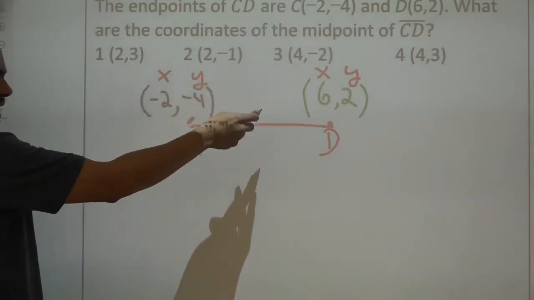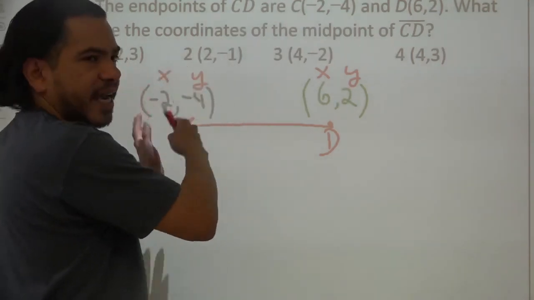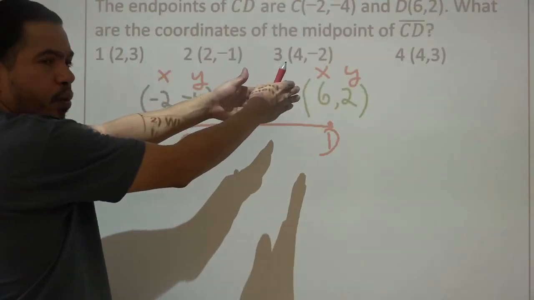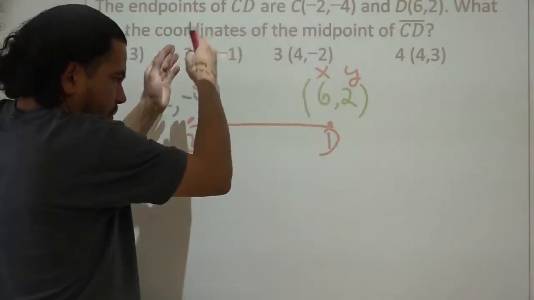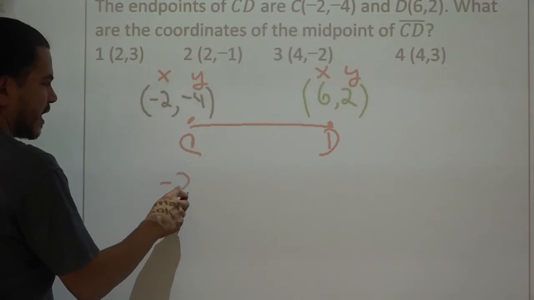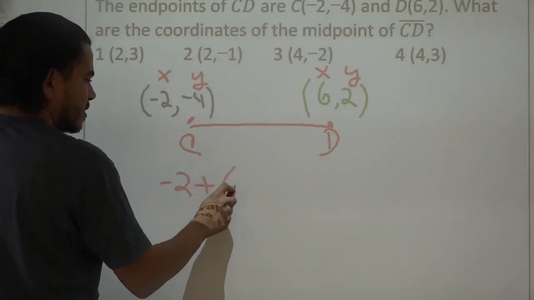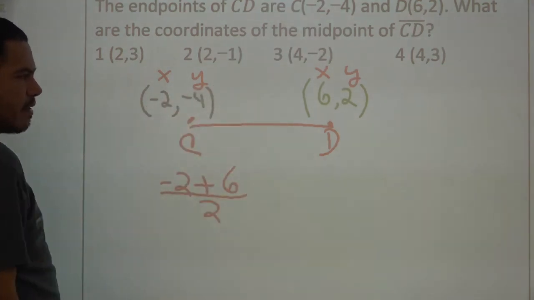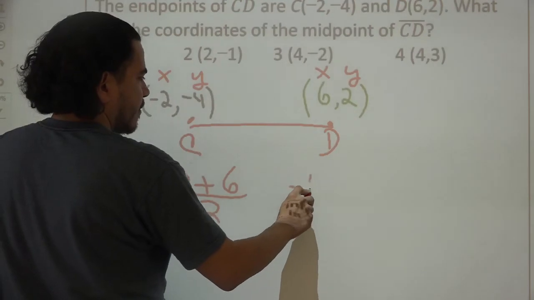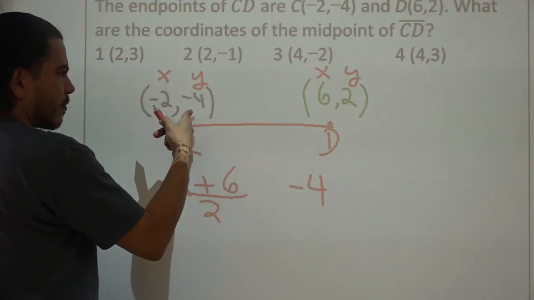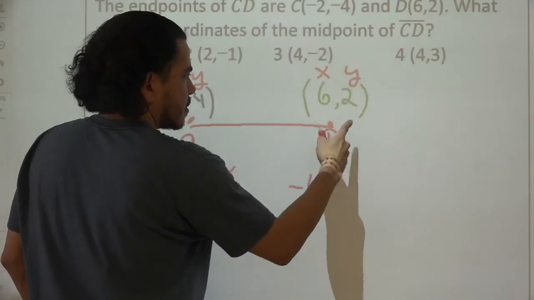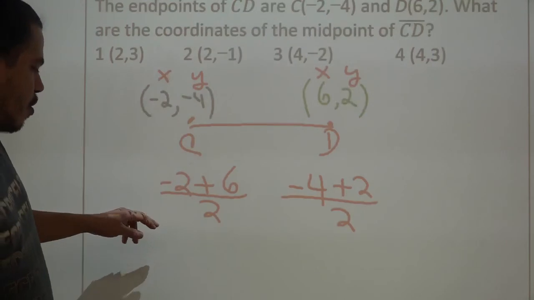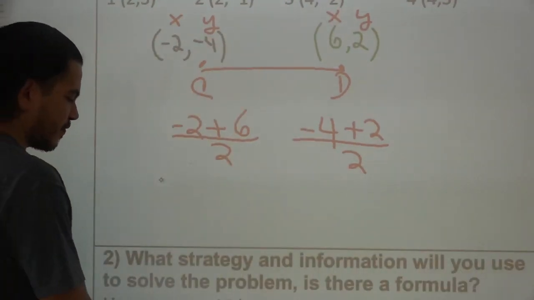So you're going to add the x's, making sure that you maintain an order in which you're adding. If you're going from here to there, then when you add the y's, you go from here to there, from left to right. So let's do this. -2 plus 6 divided by 2. That's for the x's. And for the y's, you go -4, since I started over here, plus 2 divided by 2. Making the coordinates for the midpoint.